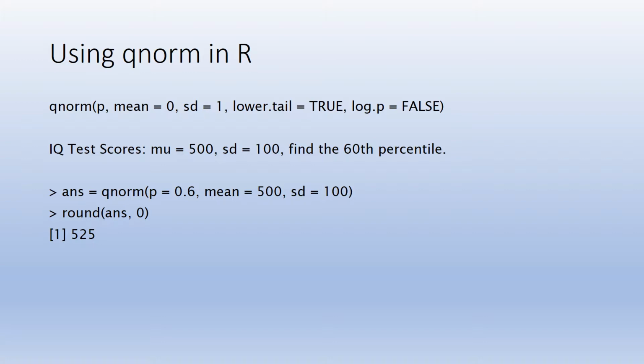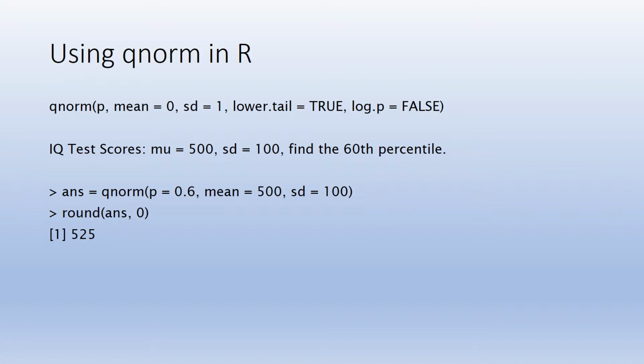The second argument is the population mean, with 0 being the default value. Next is the population standard deviation, and the default is 1. The fourth argument is lower.tail equals TRUE. If you want the area to be in the upper tail, change this to lower.tail equals FALSE. We won't be using log probabilities, so you can ignore the fifth argument.